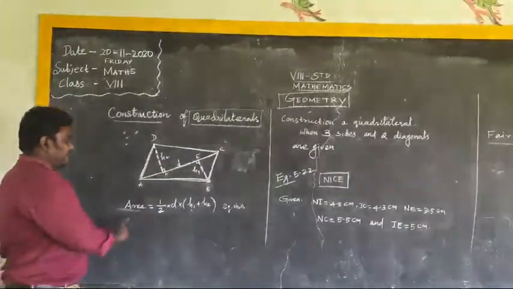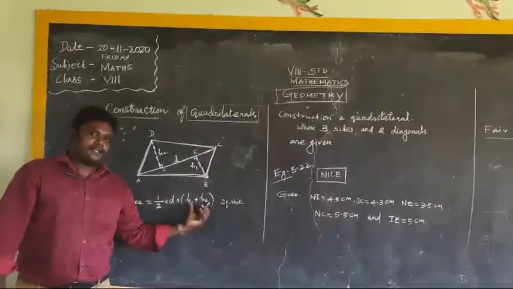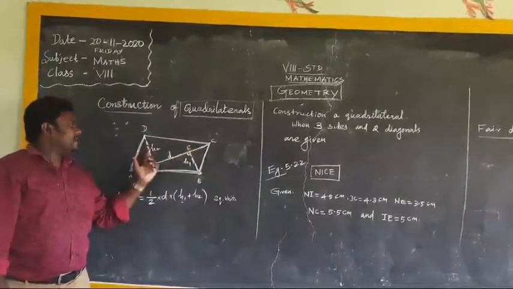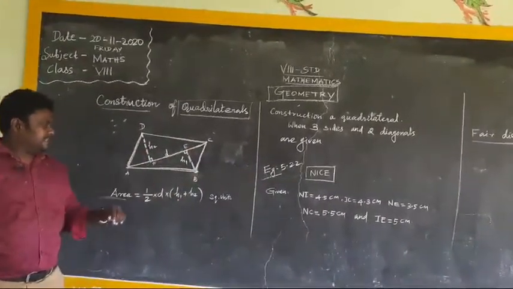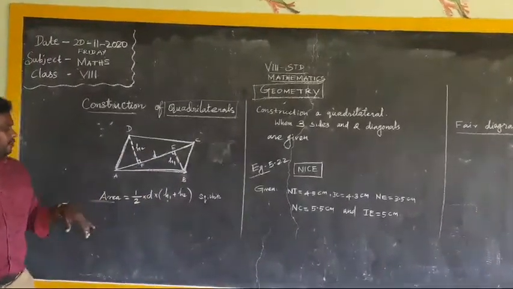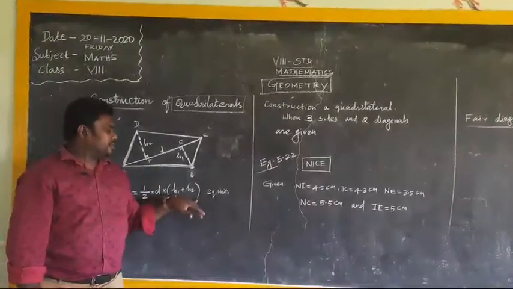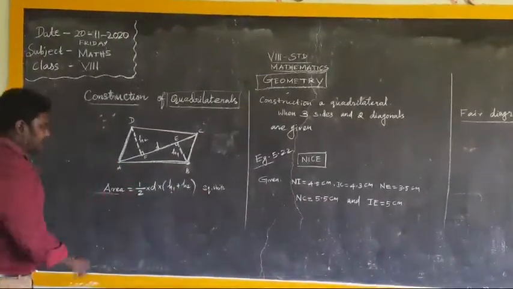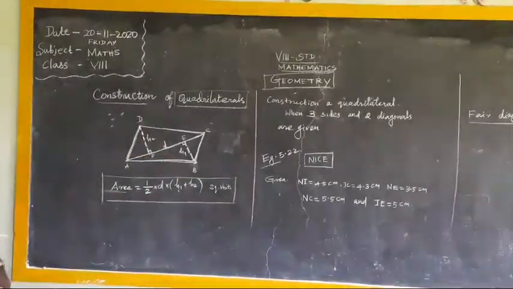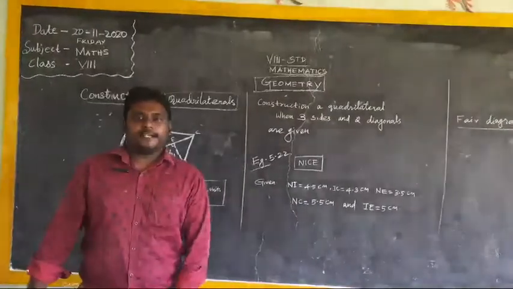Okay, so the area formula is half into diagonal into the sum of the two heights, which means h1 plus h2. So the area of the quadrilateral is half into d into h1 plus h2 square units. This is a very important one-mark question. It may be asked here as fill in the blanks or choose the correct answer.